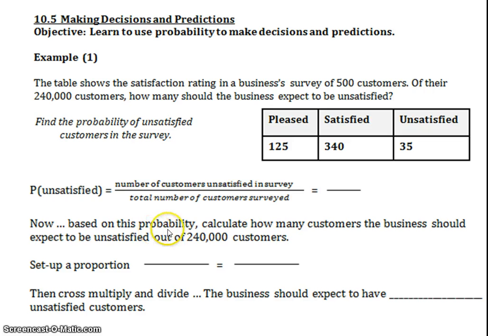Now, based on this probability, we're going to use that to calculate how many customers the business should expect to be unsatisfied out of a total of 240,000 customers. So we're going to set up a proportion. We're going to take this ratio from up here, set it over here. We're going to take 240 customers, that's a total, and we're going to put that down here in the denominator. We know 3 out of the 4, so we will cross multiply and divide. The business should expect to have, write down your answer right here, unsatisfied customers.